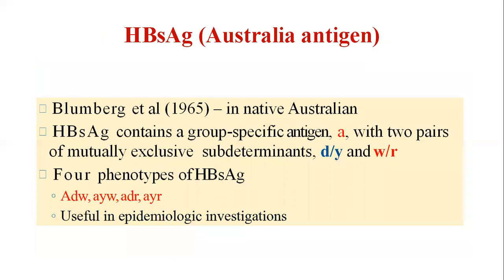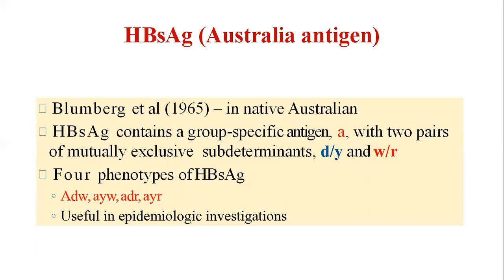So what is actually HBsAg? This is the surface antigen of hepatitis B. This particular antigen was first discovered by Blumberg et al. in 1965 from a native Australian patient. That is why it is also termed Australian antigen.